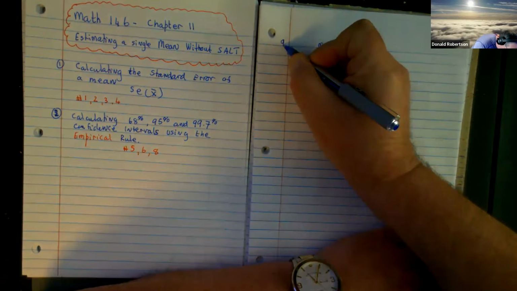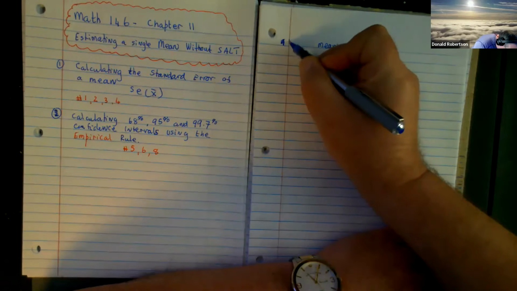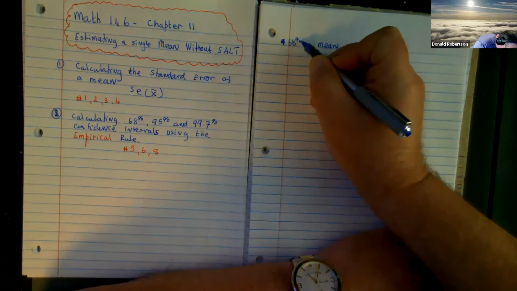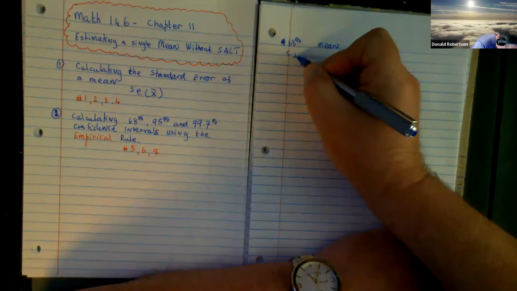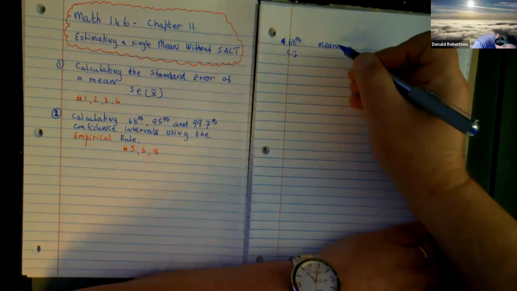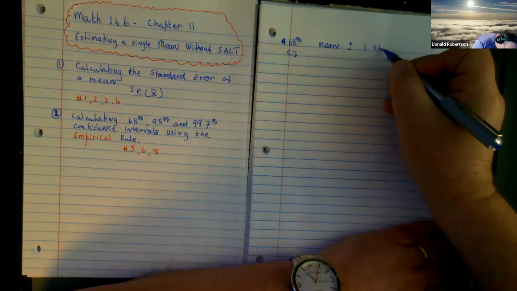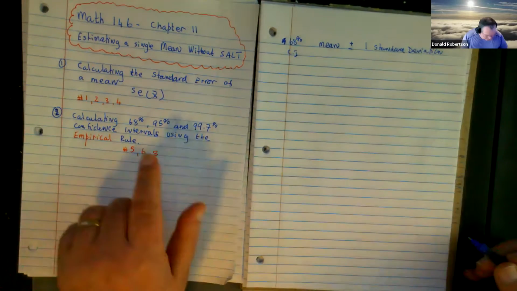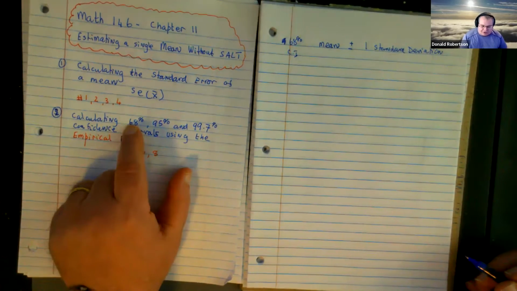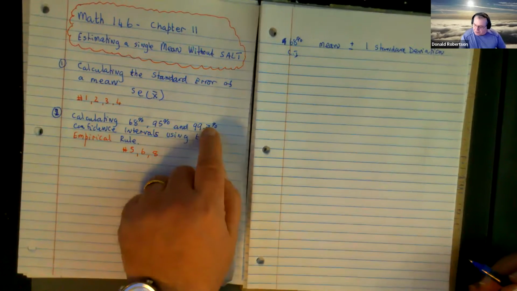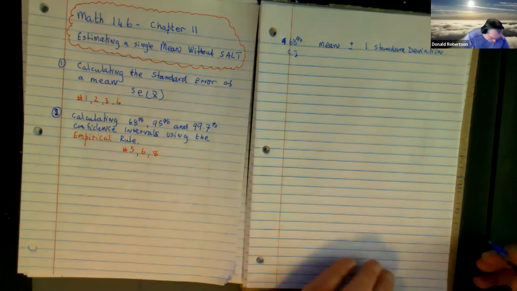Let's do them in order. If you want a 68% confidence interval, then you take the mean and you add and subtract 1 standard deviation. You remember the empirical rule is also called the 68, 95, 99.7 rule, which I actually like better.